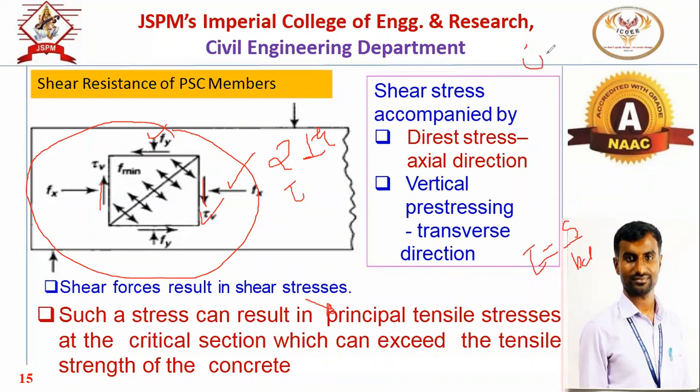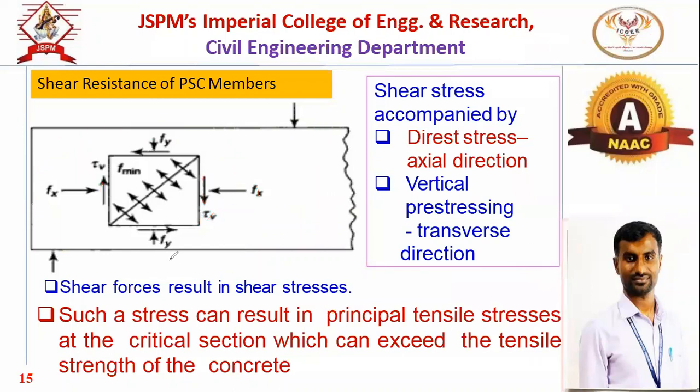That is, sigma x will be there, sigma y will be there, plus tau will be there. Shear stress, tau will be there. Now this results in the study of principal stresses, or this is called the study of complex stresses. Okay, study of complex stresses. We have already done this study in principal stresses in SOM. Now, at certain critical sections we have to check that all the stresses present are within the permissible limit.